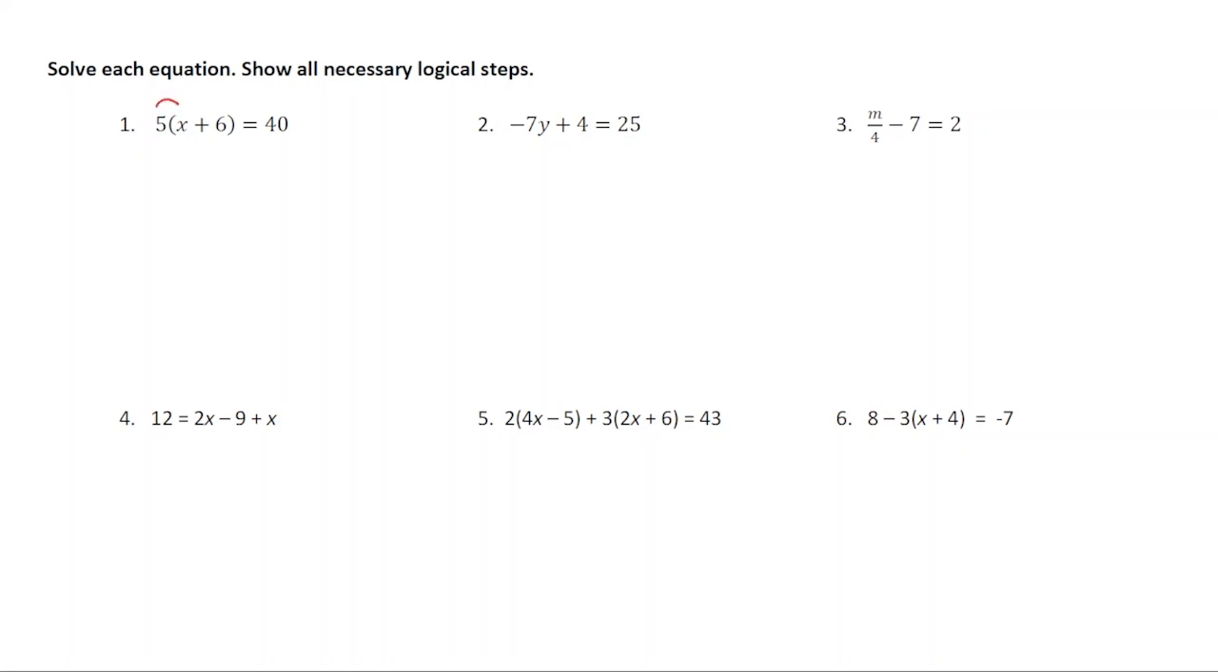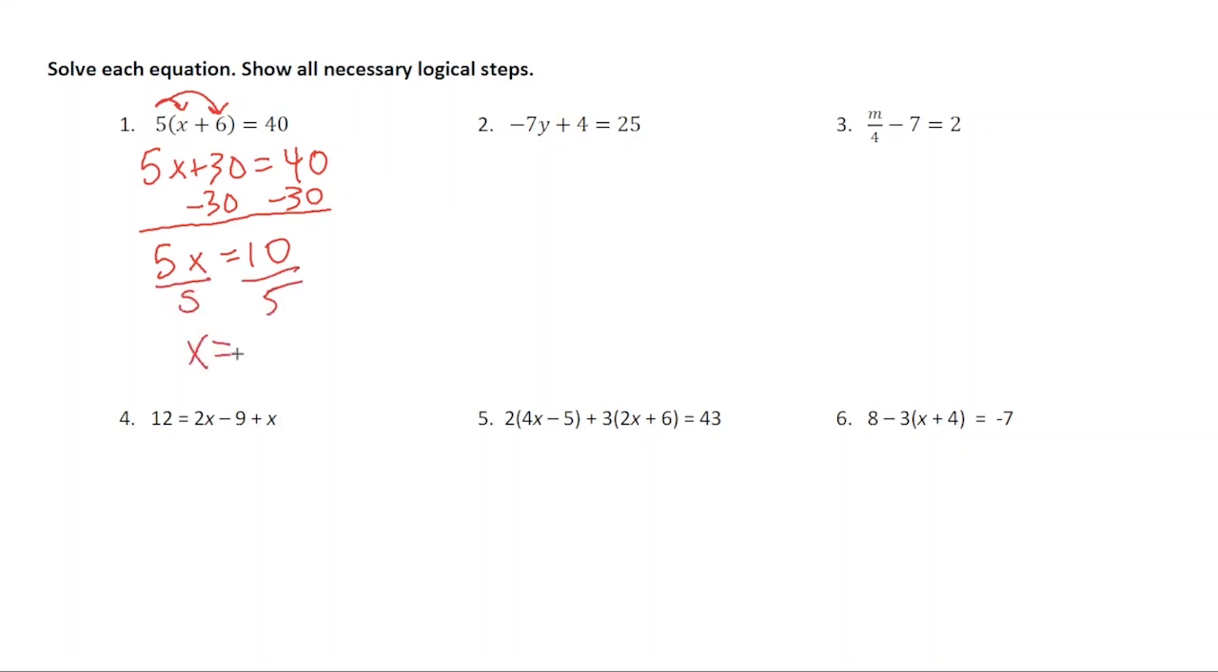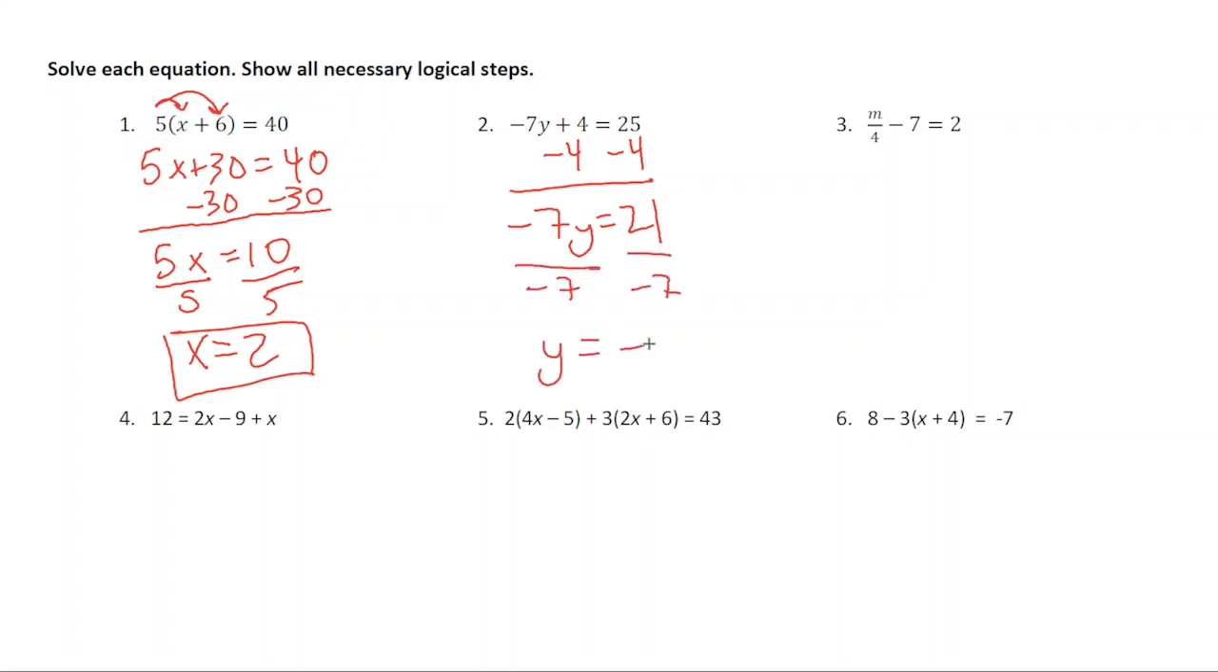We're going to use the distributive property, and we're going to distribute the 5 to get 5x plus 30 equals 40. Then we're going to subtract 30 from both sides using that property of equality. That'll leave me with 5x equals 10, and I'll divide both sides by 5 to get 2. So my solution to the first equation is 2. For number 2, I'm going to subtract 4 from both sides, and I get negative 7y equals 21. Divide both sides by negative 7, and I get y equals negative 3.